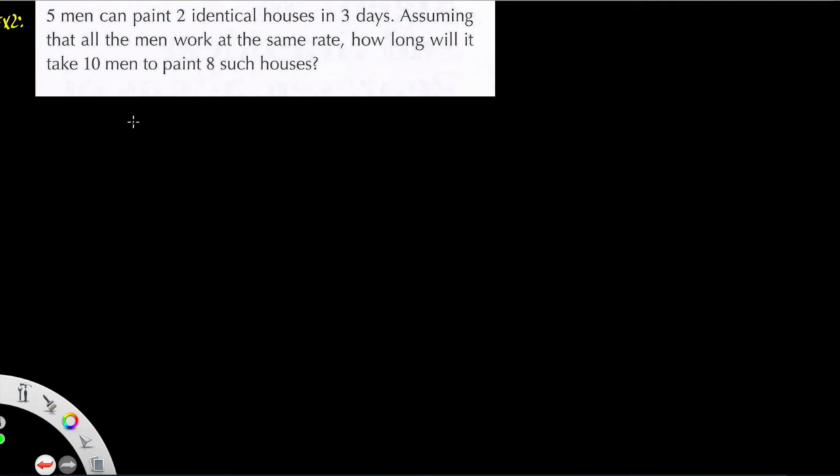Okay, let's see another example. 5 men can paint 2 identical houses in 3 days. Assuming that all the men work at the same rate, how long will it take 10 men to paint 8 such houses? Again, I list the information given in the question. First is number of men. The second thing is number of houses. Then the last one is time taken.